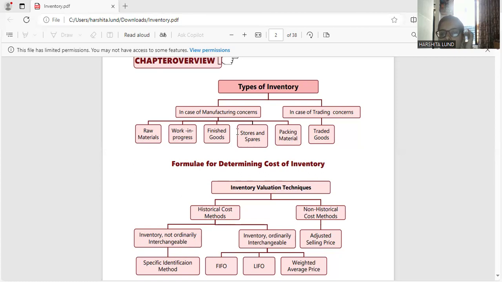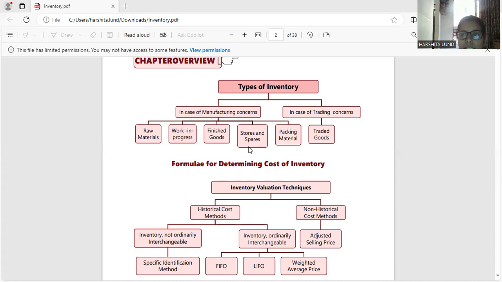Then stores and spares. There are two types of stores and spares. If they are used specifically for one fixed asset, then they will be capitalized as plant and machinery. But if they are for general use, then they will be treated as stores and spares and considered in the inventory.